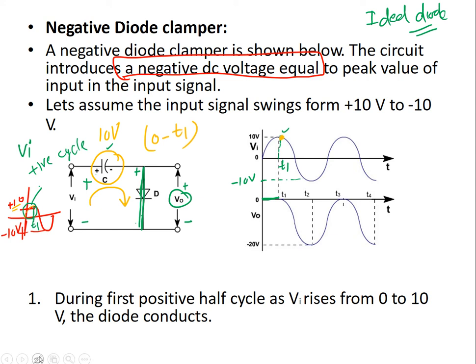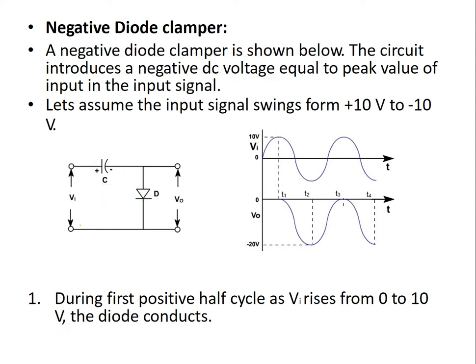So now let's see what is happening here. Let me redraw the circuit. So this was our input signal, and this capacitor has been charged to 10 volt. So basically we have got a 10 volt battery here. I'm representing this capacitor in the form of a battery, and then here is our diode circuit, and we are observing the output here.